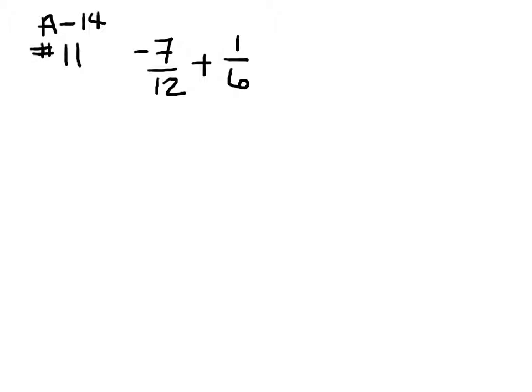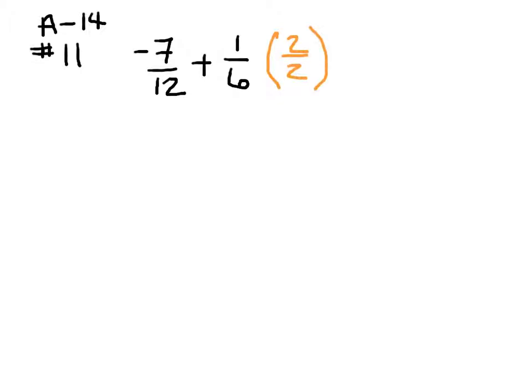So I look at these and I see, okay, I have a 12 and I have a 6. So my least common denominator is going to be 12. I already have 12 here, so I don't need to do anything to that side. But on this side here, I have to multiply by 2 over 2.